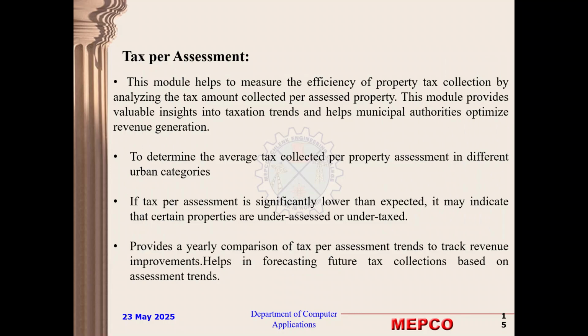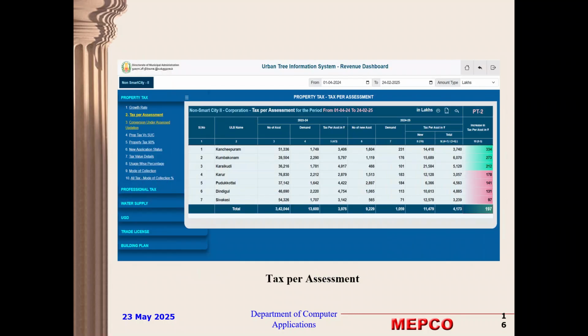Tax per assessment provides a yearly comparison of tax per assessment trends to track revenue improvements, and helps in forecasting future tax collection based on assessment trends. It determines the average tax collected per property assessment in different urban categories. This is the screenshot. Here the tax per assessment means building. Each and every building has a certain tax to pay.